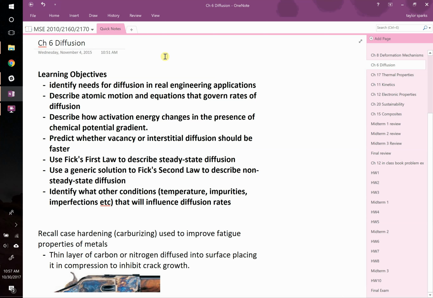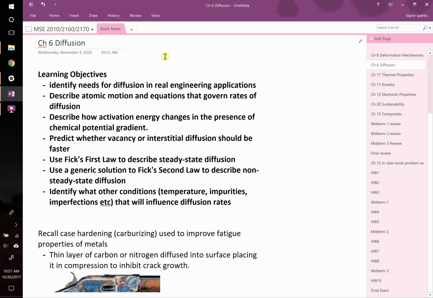Today, we're going to cover chapter 6, which is on diffusion, and we have the following learning objectives. We're going to identify the needs for diffusion in real engineering applications. We'll talk about how it works in terms of atomic motion, and we'll get the equations that govern the rates of diffusion. We'll describe how it's a thermally activated process, just like so much else in material science.